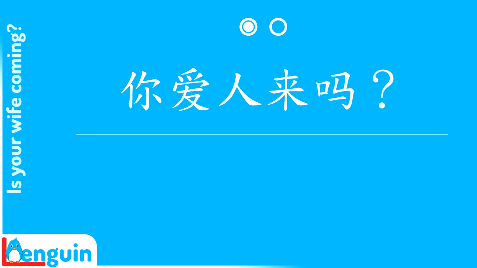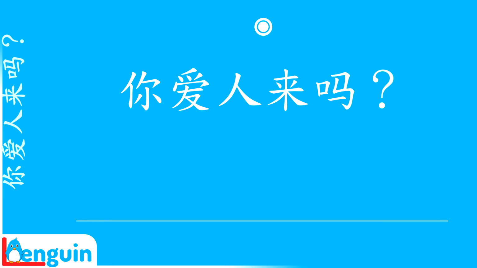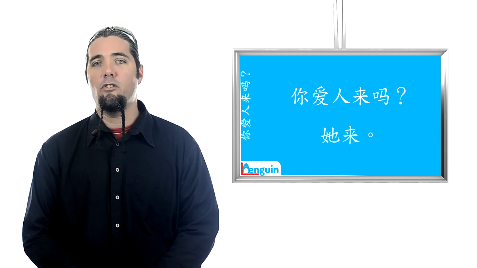你爱人来吗？ Try responding to the question now. Assume that you're in Beijing and your spouse is coming to join you. 你爱人来吗？ 他来， Now suppose that your spouse has already joined you.